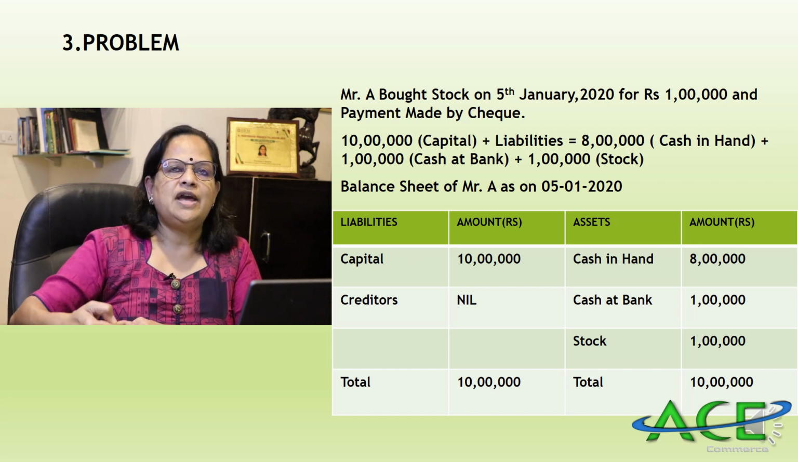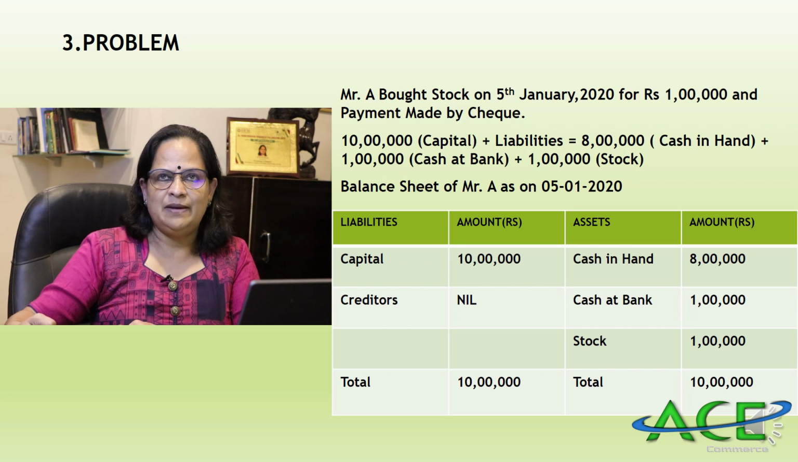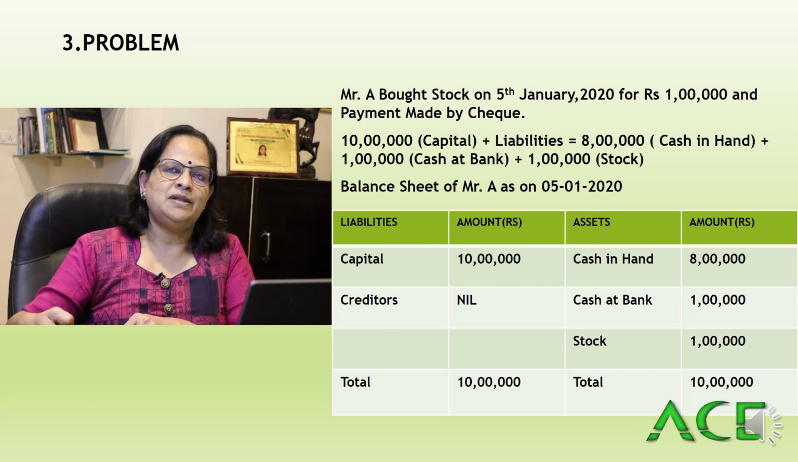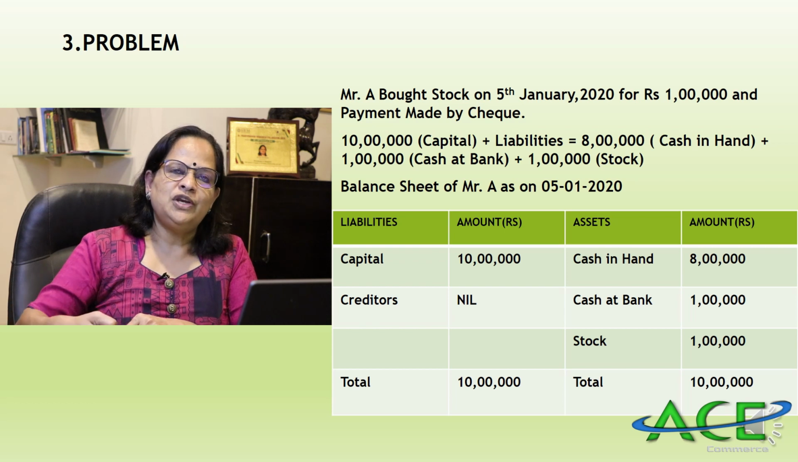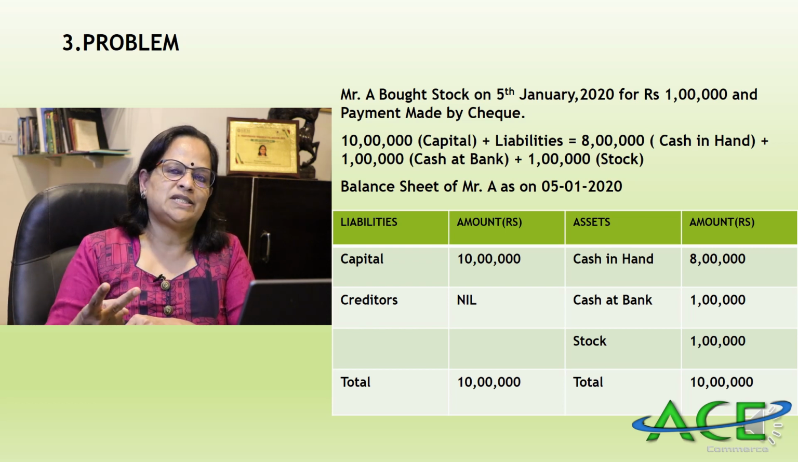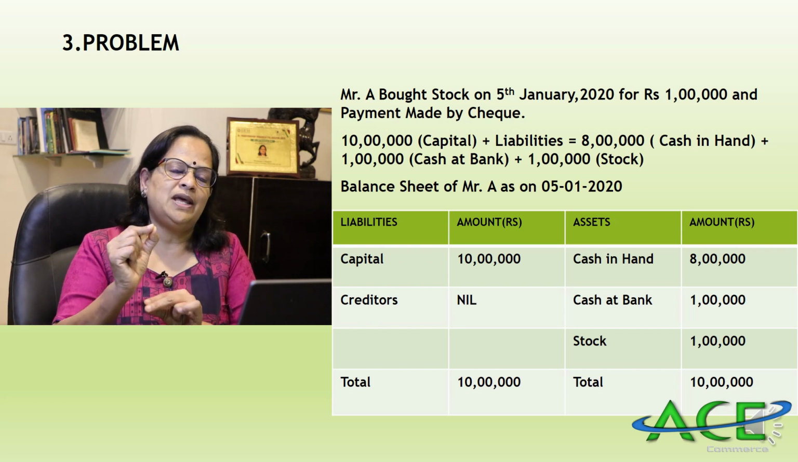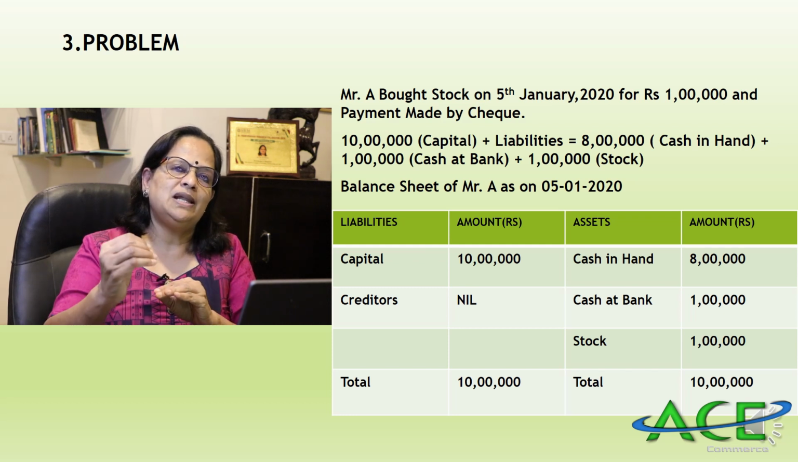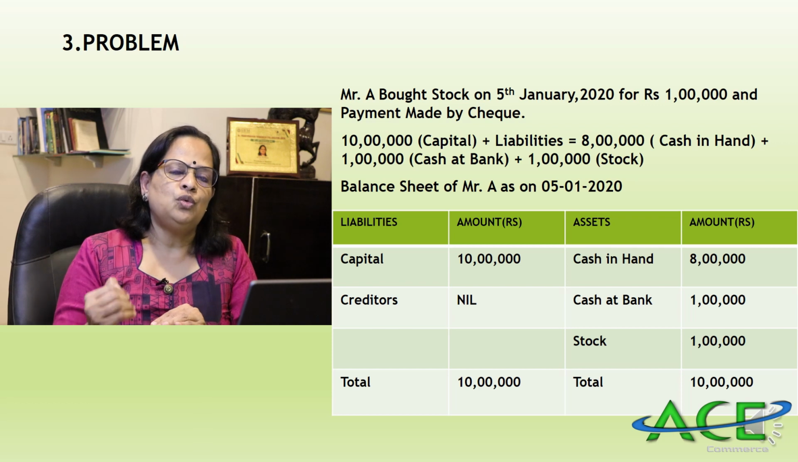See, cash in hand was 8 lakhs. That will be the same. But he is getting stock for 1 lakh, so that item will appear in the balance sheet. Then one more thing you have to remember: cash at bank was 2 lakhs, but it is mentioned that they made the stock payment by check. So the cash balance at bank is reduced to 1 lakh.